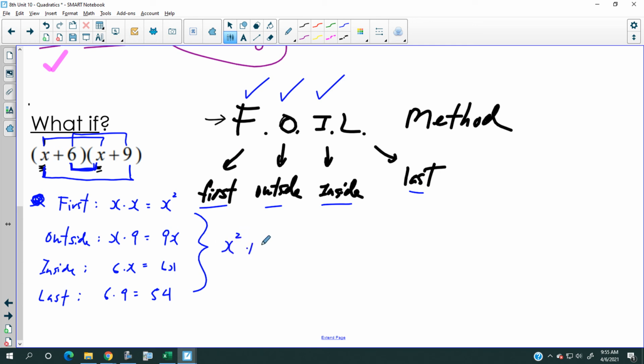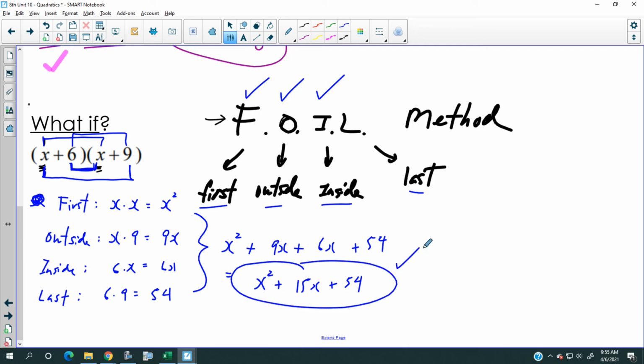Now, these are all positive, so technically I could just write it like this. And also remember, as you get better and better at this, you'll be doing this a lot faster. So let me combine like terms. X squared, 9x plus 6x is 15x, plus 54. Now, this is in standard form, so stamp of approval, and that's it. That's today's lesson. That is the FOIL method.